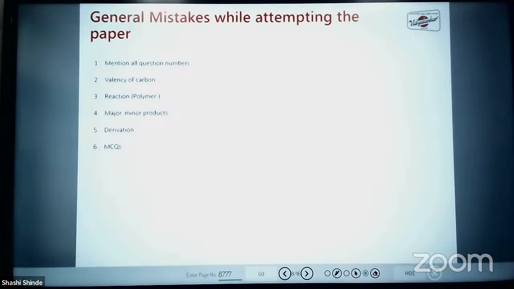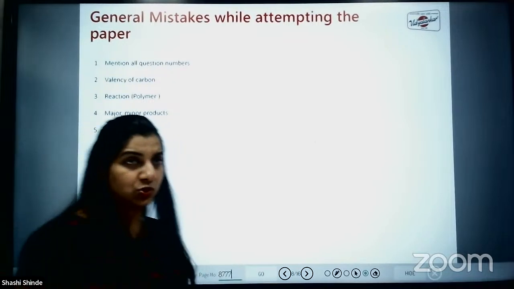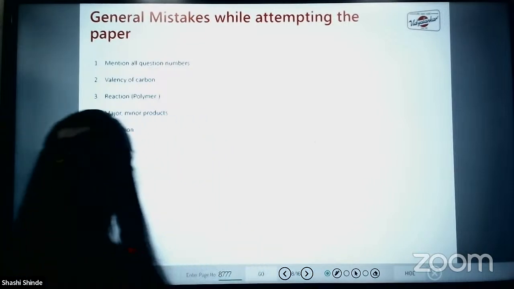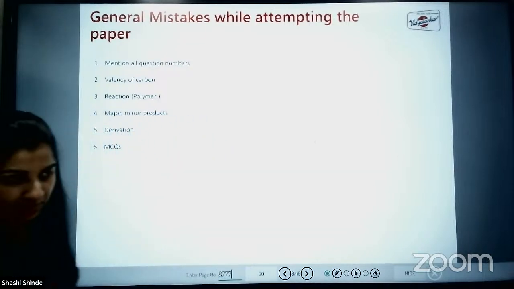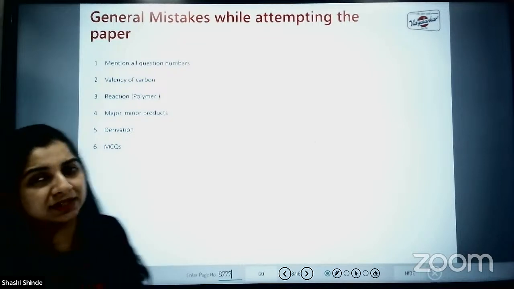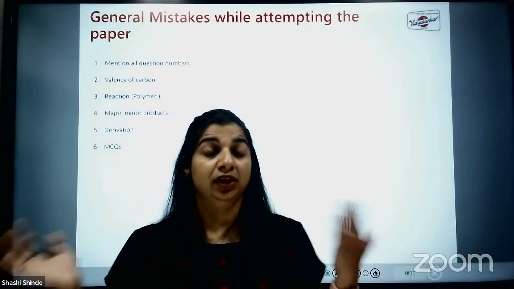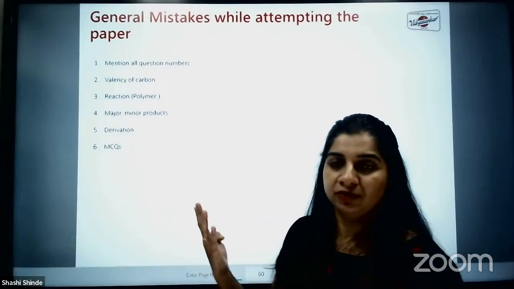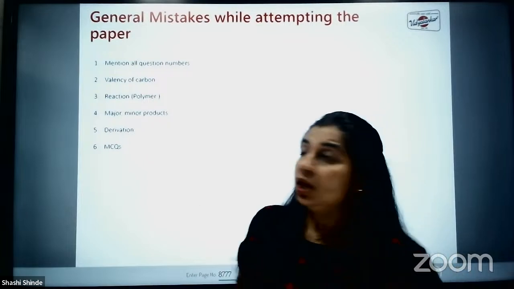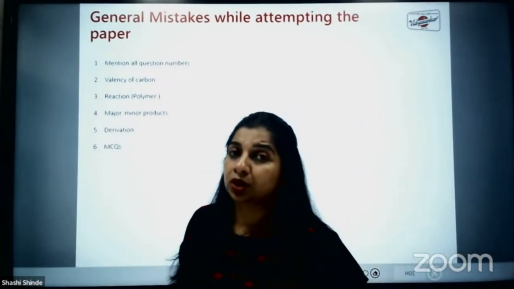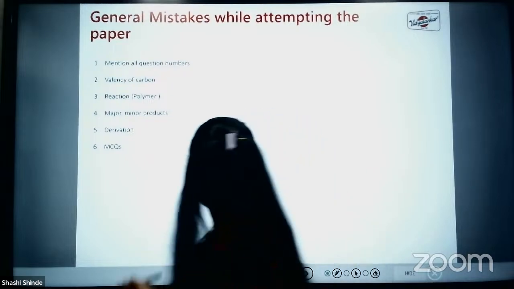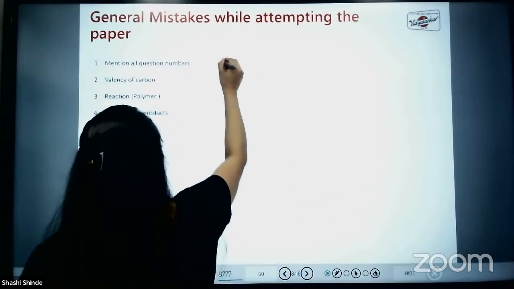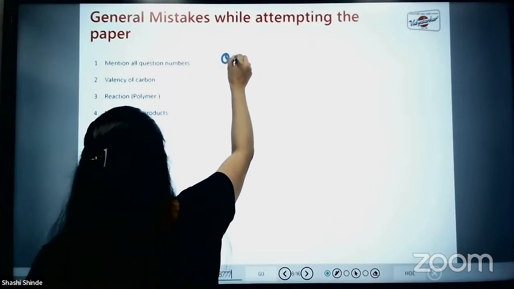Next, some general mistakes we make in the paper. First, we have to mention all question numbers. Suppose in section B we are keeping 4 questions for the option, and say I have kept question number 3 for the option. So I will solve question number 2.